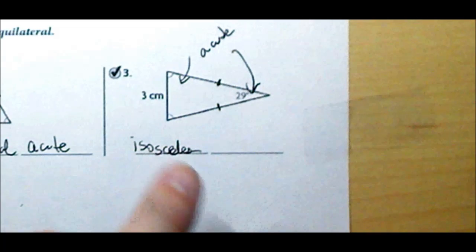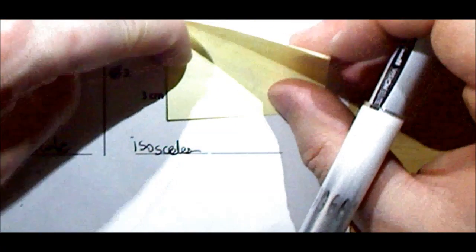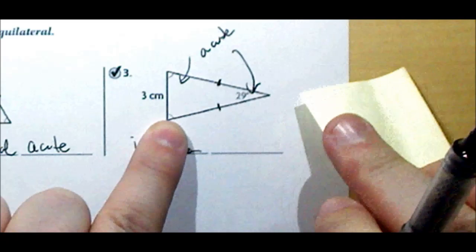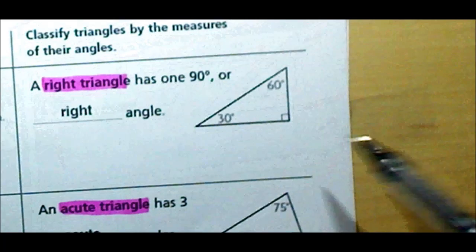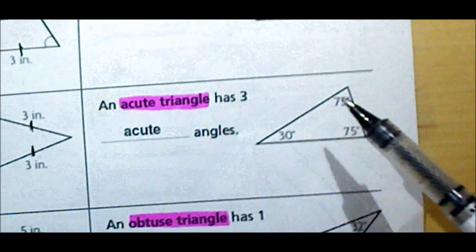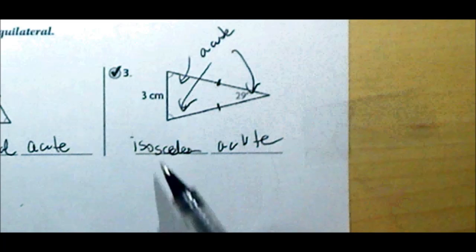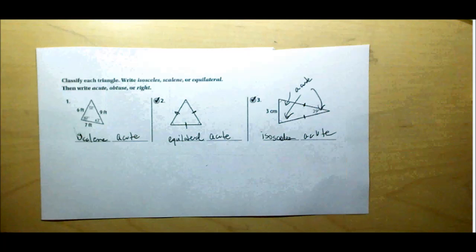Then let's take a look at this one. I'm not sure, so I will stick a little piece of paper here, and I can see it completely covers it up. This angle is smaller than the 90 degree angle in the corner of this paper. So this is also acute. I have 3 acute angles. It's not a right triangle, there are no 90 degree angles here. It's not obtuse, there are no angles bigger than 90 degrees. It is an acute triangle because all 3 angles are less than 90 degrees. This is isosceles acute or acute isosceles. So that is how you classify triangles.